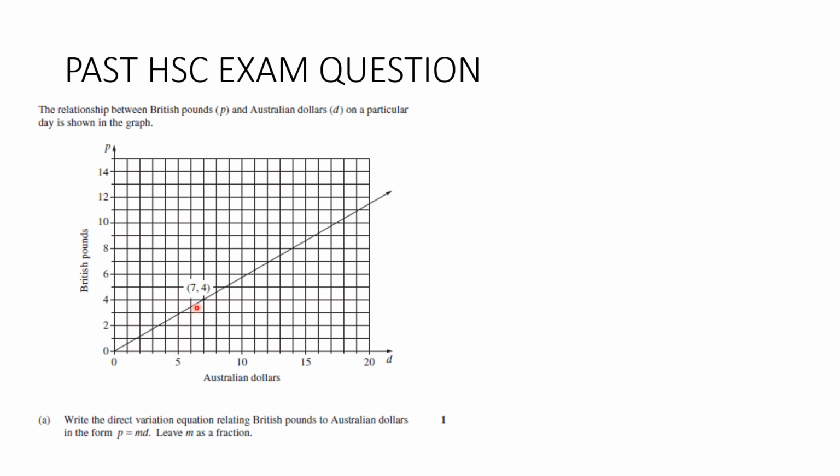We're going to substitute in these values. I'm looking at the x-axis. This is Australian dollars, so the 7 is D and the 4 is P. So let's substitute that in. We've got P is equal to MD, pounds is 4 and dollars is 7, so M is equal to 4/7. So we want to write P is equal to 4/7 D.